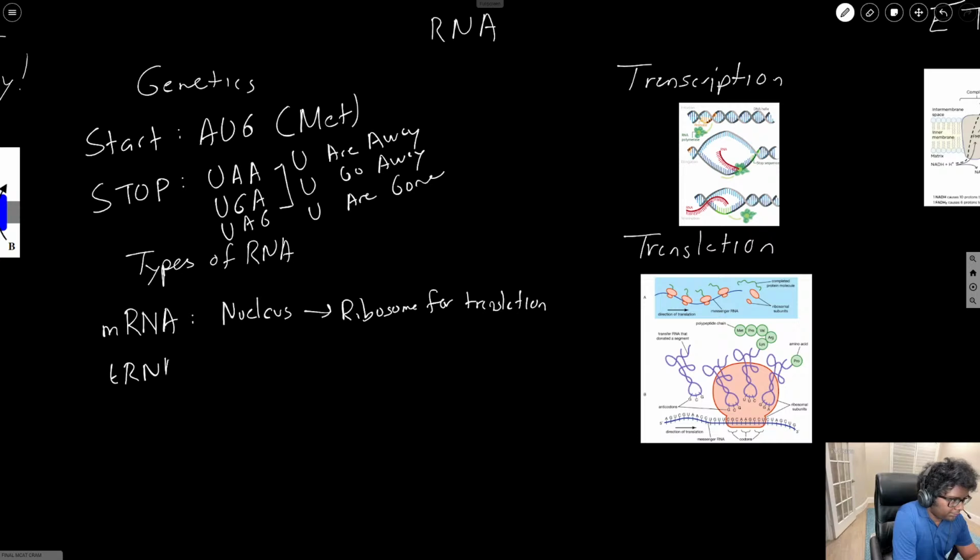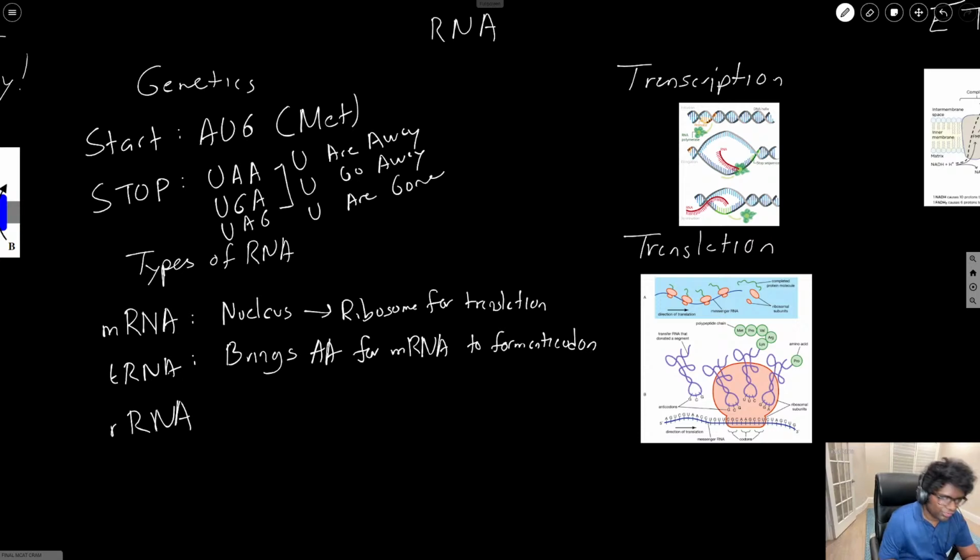tRNA, this is transfer RNA. This is the one that brings in amino acids in translation. It allows the codon to recognize what is present on the mRNA to create an anticodon. So I'll just say brings amino acids for anticodon. Ribosomal RNA, honestly, just know that it exists. It's basically just the structural unit of the ribosome.